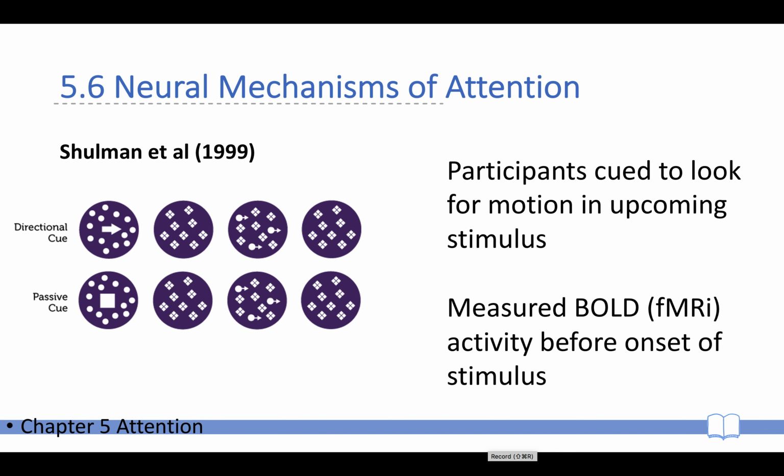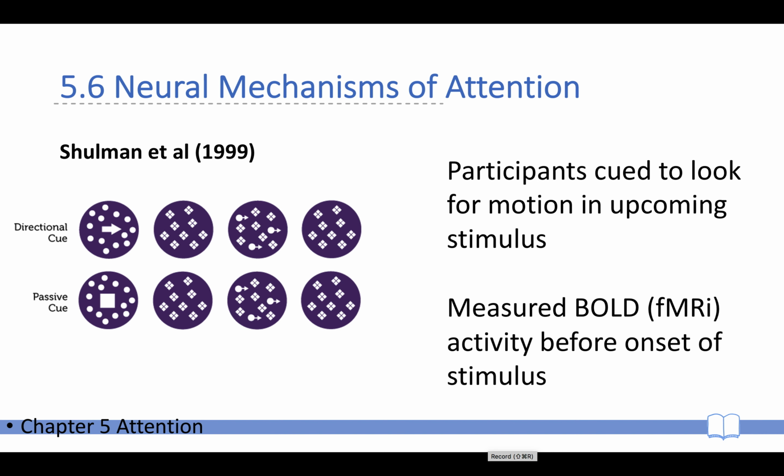So, when participants were given a directional cue, during a time period before the stimulus was presented, they were waiting to look for a particular direction of motion amongst several dots that were presented on the screen. In the passive cue example, they were just told to wait and not provide any particular response whether motion was present or not.